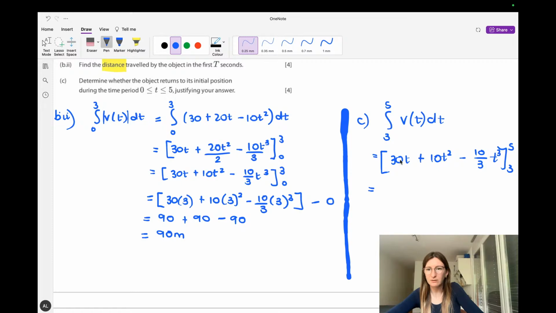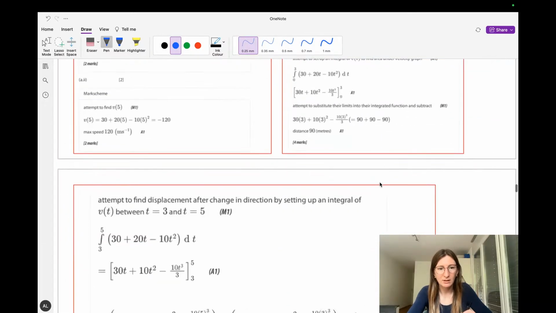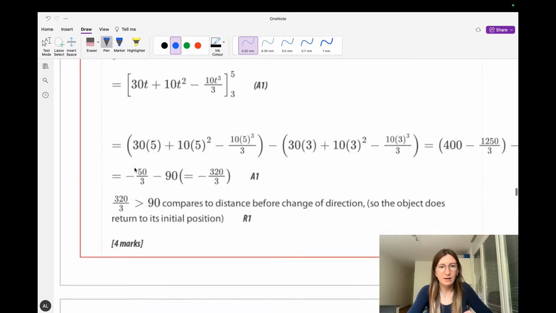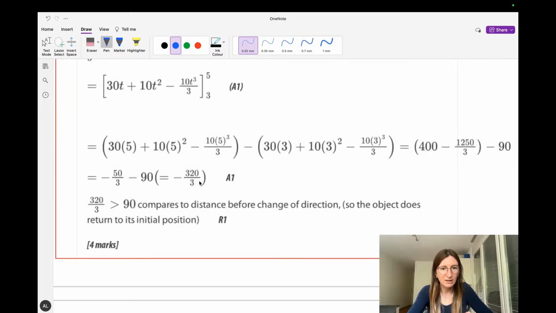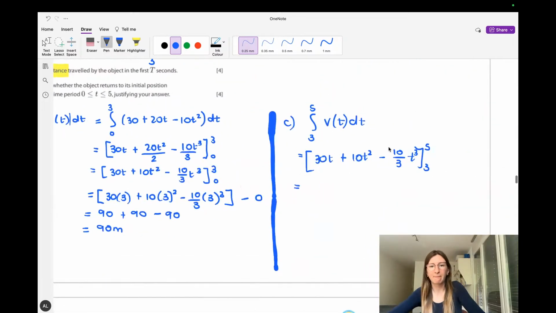So we need to substitute for t equals 5 and for t equals 3. And I'm definitely going to be lazy and cheat here and check what the answer is, because that's going to take ages. So here you can see our answer. They've put in 5 and 3, and the final answer that they get is 3 minus 320 divided by 3. Minus 320 divided by 3. And that was in meters.